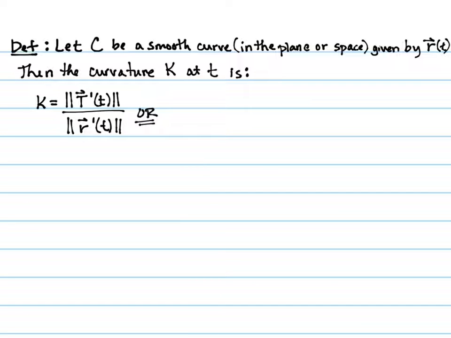The second option is that kappa is equal to the magnitude of the cross product of the derivative of the position vector with the second derivative of the position vector, divided by the magnitude of the derivative of the position vector, cubed. I know, it's lovely, right? They're equivalent, but they're not necessarily as equally easy to do in all circumstances.